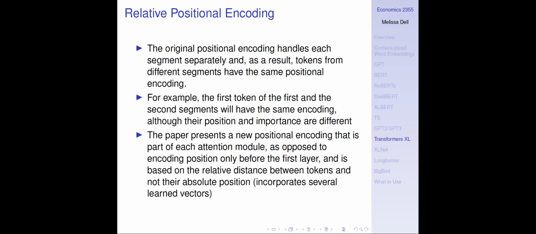So the paper presents a new positional encoding. Remember with the transformer, and with BERT and other models that took the transformer, you add the positional encoding to the input. Whereas in Transformer XL, you compute it at each layer, and it's based on things like relative distance. It's actually kind of complicated. It involves several learned vectors. I'm not going to go into the details, but I wanted to point out that you have a different positional encoding that tells you the order of those tokens if you're attending to information from multiple batches.